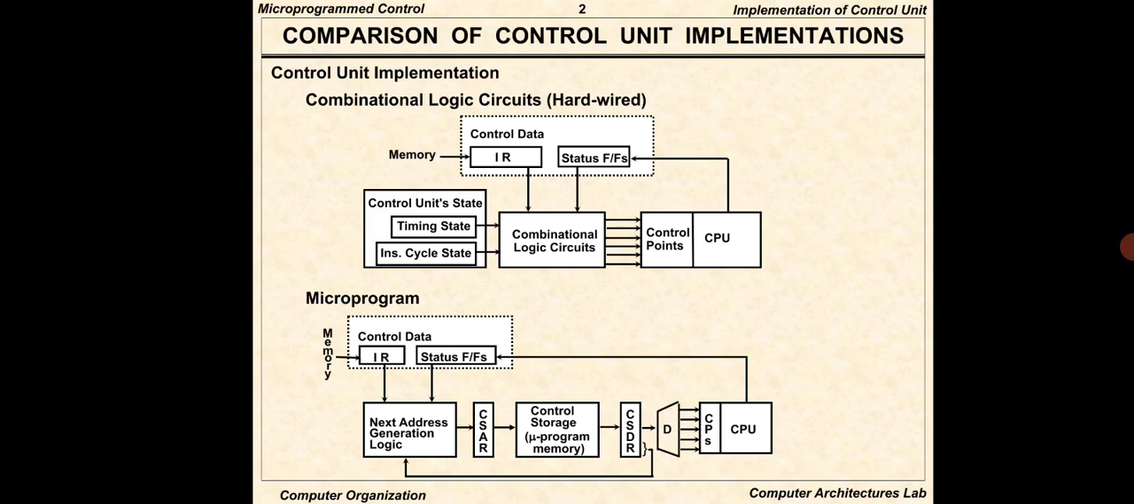Based upon this data, the demultiplexer is going to generate control pulses. So that is given to the CPS, which is nothing but your control points. So based upon which control point is activated, your CPU is going to react based on this control point. Okay, so this is nothing but your block diagram of your microprogram control unit.